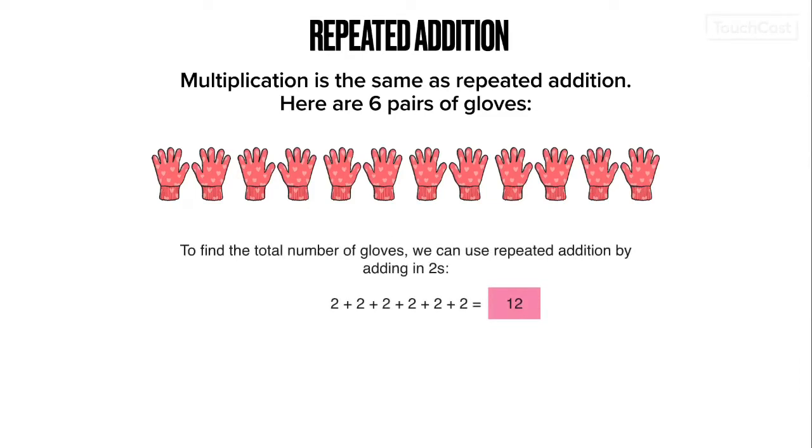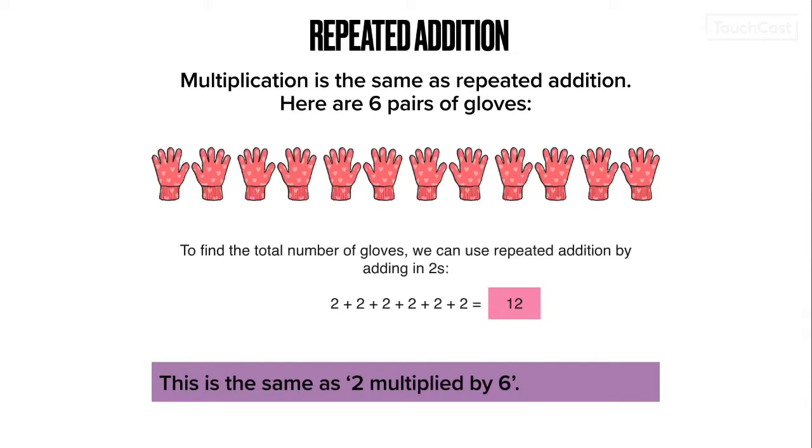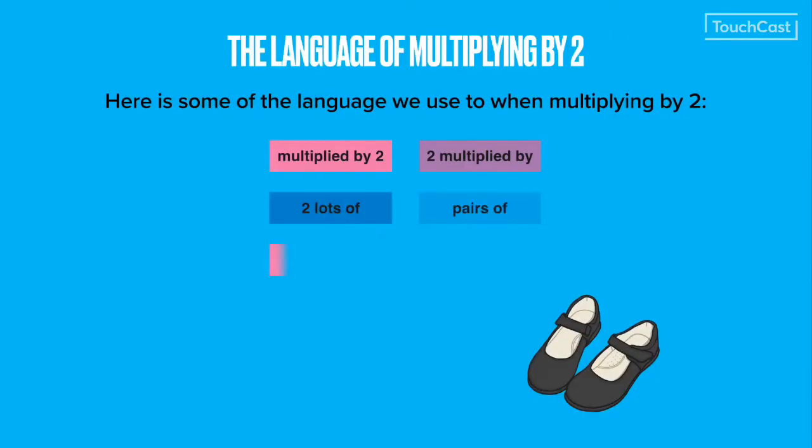2 plus 2 plus 2 plus 2 plus 2 plus 2 gives us 12. This means 2 multiplied by 6. Or how can we say this? When you say multiplying by 2, you say 2 lots of, or double, or 2 times, or pairs, or 2 groups of, or 2 times 2. 2 multiplied by.